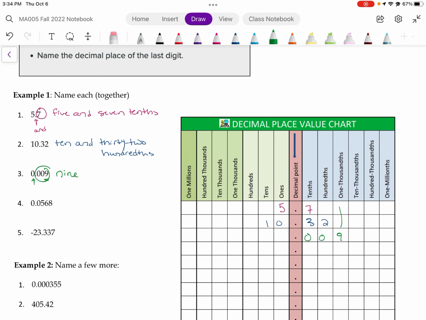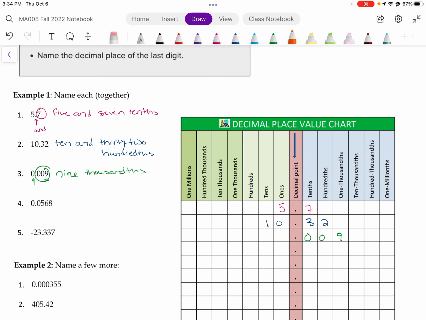Okay, so 0.009 is sitting in the 1,000ths place, so you would say 9 1,000ths or 9 thousandths. Okay, so I usually say 9 thousandths. So that is different from thousands. There's no TH. I know this seems so elementary, but it's so important for being able to write these as fractions.